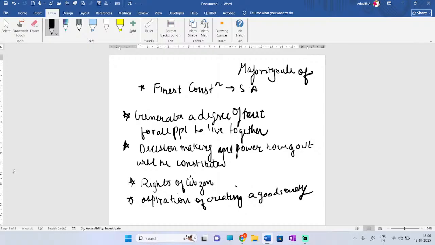The Constituent Assembly worked in a systematic, open, and consensual manner. First, some basic principles were decided and agreed upon. The drafting committee, chaired by Dr. B.R. Ambedkar, prepared a draft constitution for discussion. More than 2,000 amendments were considered. The members deliberated for 114 days, spread over three years.